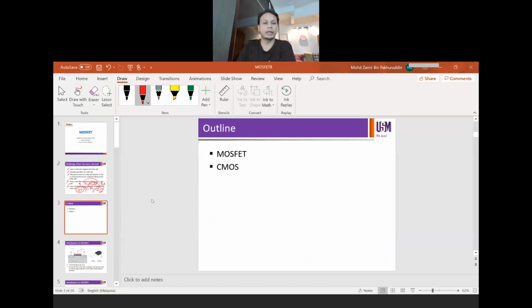So today we're going to look at MOSFET, and the essence of this topic, I'm going to look into MOSFET and CMOS. MOSFET is the basic building block in a CMOS. Okay.